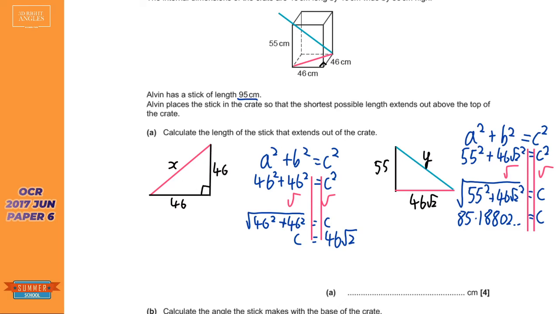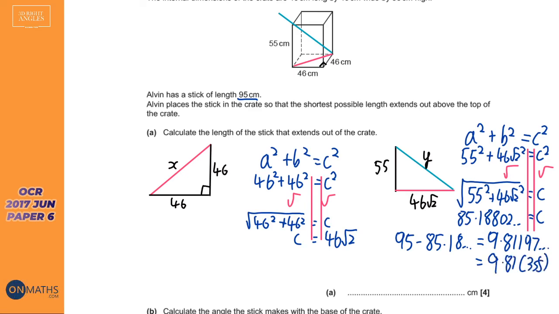And what we need to do is we need to take that away from the 95, because it says calculate the length of the stick that extends outside the crate. So it's 85.1 inside the crate, so we just do 95 take away 85.18 blah blah blah, and all I'm going to do on my calculator is 95 take away the answer, and that gives me 9.81197 blah blah blah, and we'll round that to 3 significant figures, 9.81.